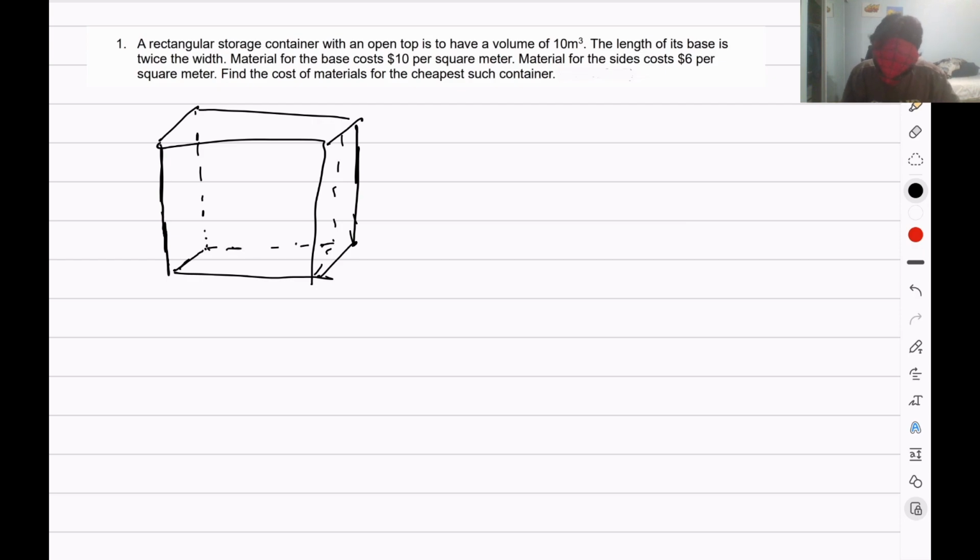So with this box, we know that the volume is equal to 10 meters cubed. We know that the materials for the base cost $10 per square meter. The materials for the side cost $6 per square meter. Find the cost for the materials for the cheapest container. We also know the length of its base is twice the width. So I'm going to denote this as length and this as width. And the length is equal to twice its width.